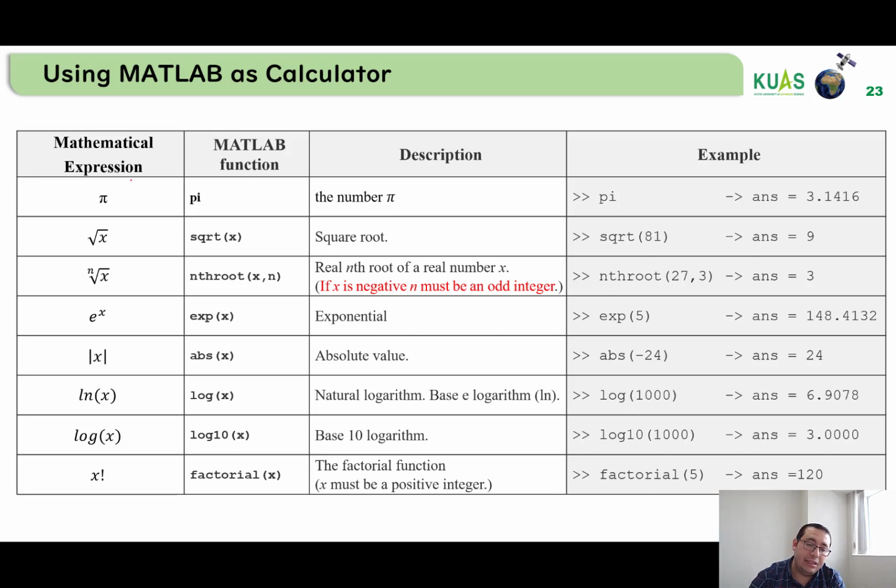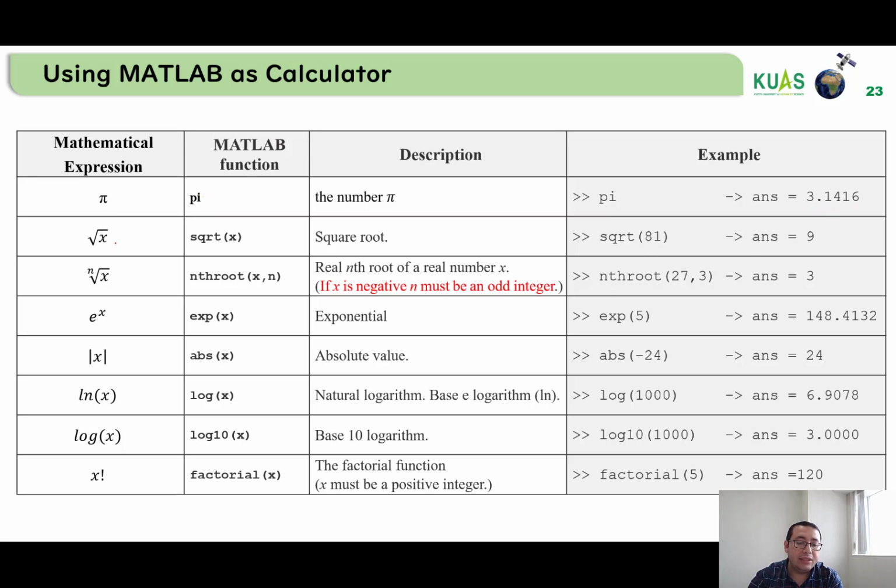So these are mathematical expressions we use in math. And one of the famous things in mathematics is pi. How to write pi in MATLAB? We can write just pi. If you write it, this is the number pi, this is the description for that one, and this is just an example. So if we write pi in the prompt, the answer will be 3.1416.